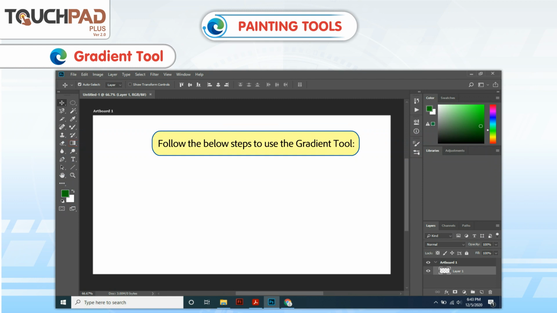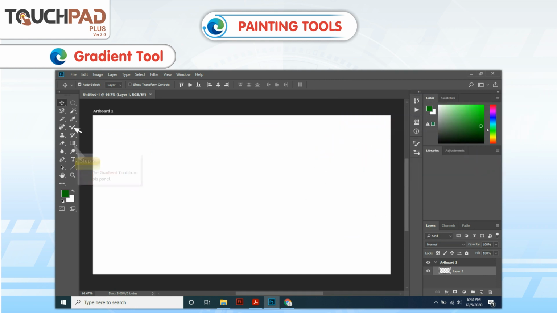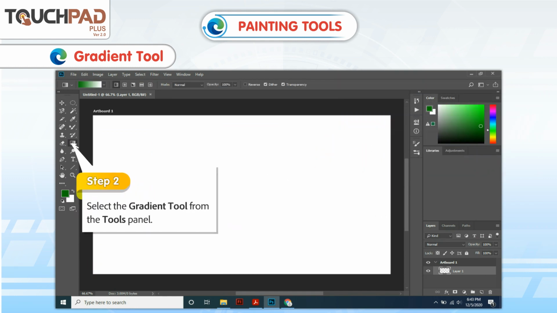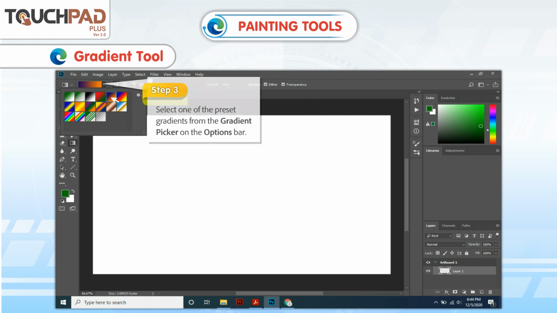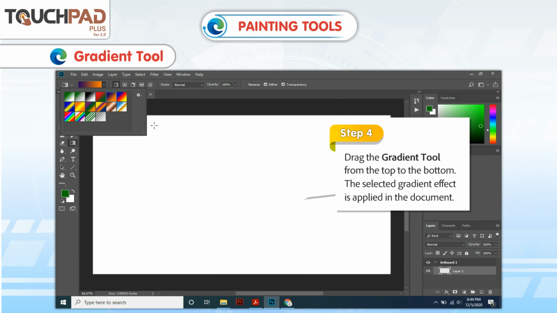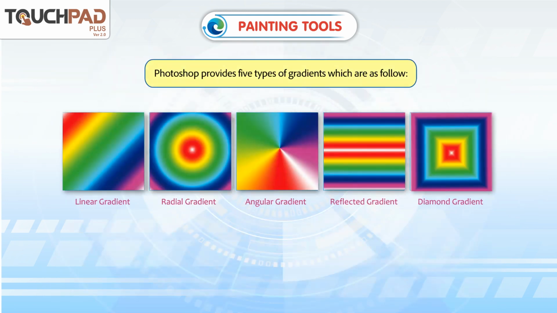Follow the below steps to use the gradient tool. Step 1. Create a new document in Photoshop CC. Step 2. Select the gradient tool from the Tools panel. Step 3. Select one of the preset gradients from the gradient picker on the options bar. Step 4. Drag the gradient tool from the top to the bottom. The selected gradient effect is applied in the document. Photoshop provides 5 types of gradients: linear gradient, radial gradient, angular gradient, reflected gradient, and diamond gradient.